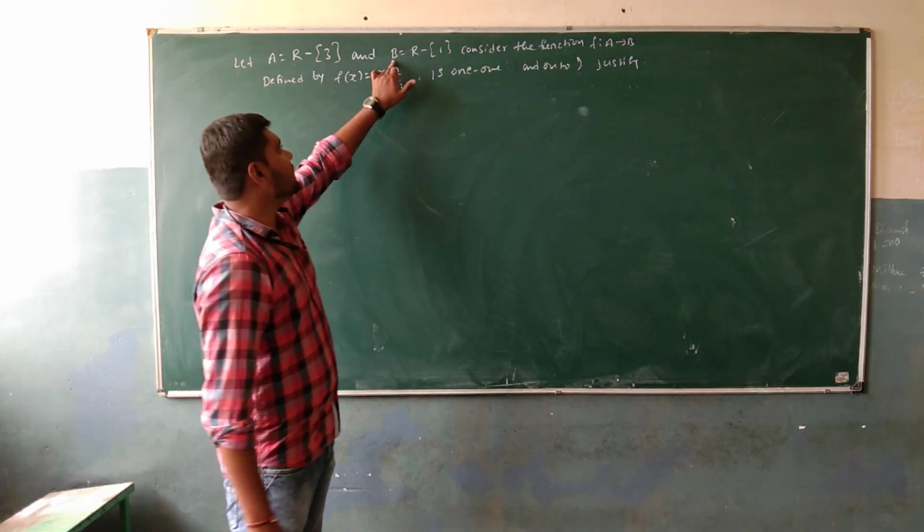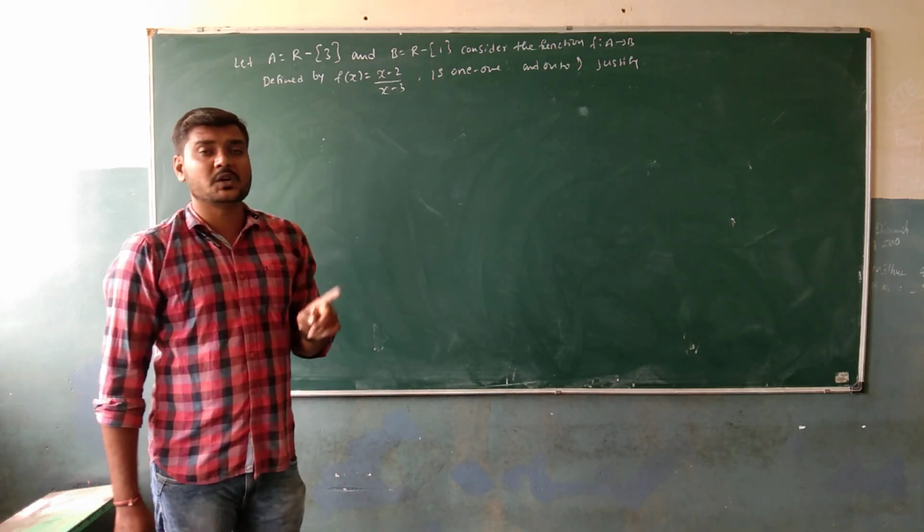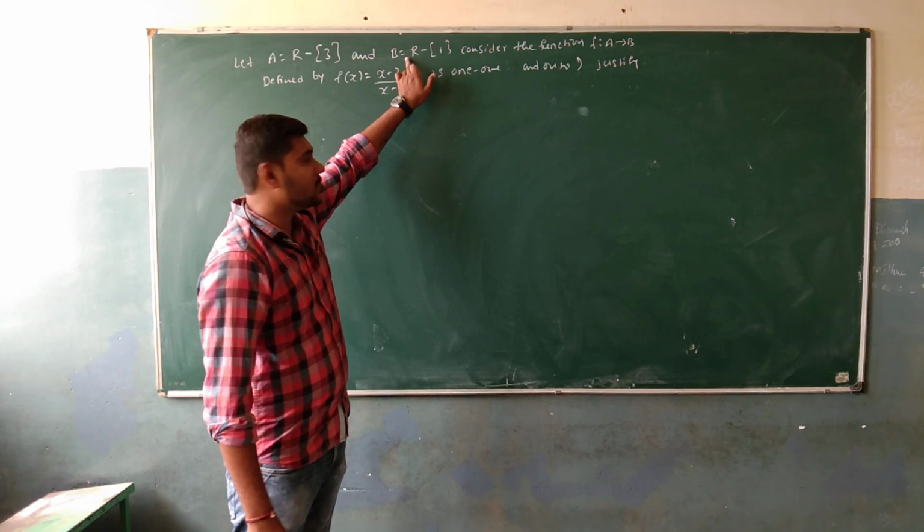And B is going to be the set of real numbers. In that set of real numbers, 1 is not going to be present.